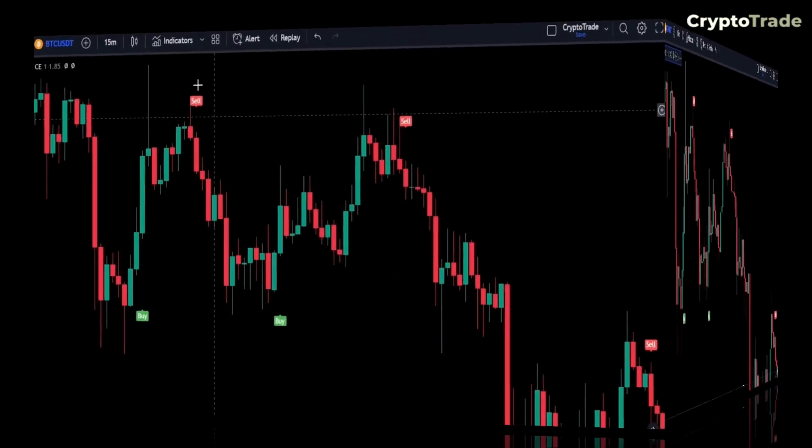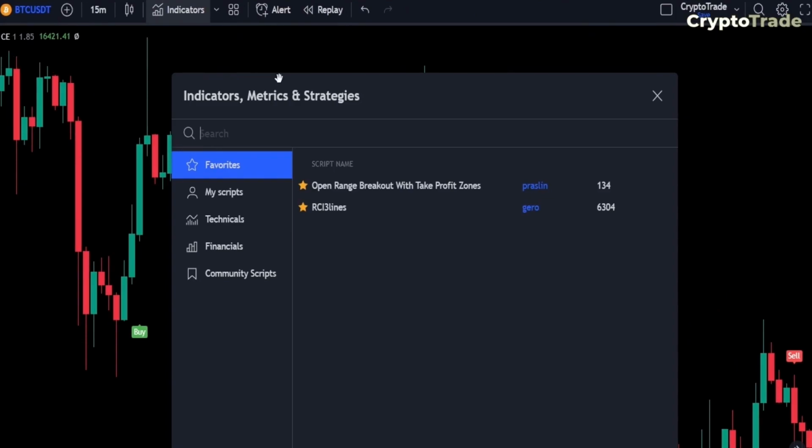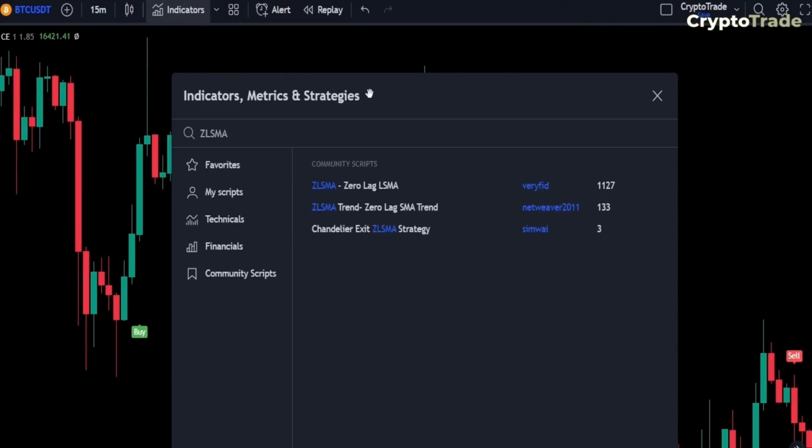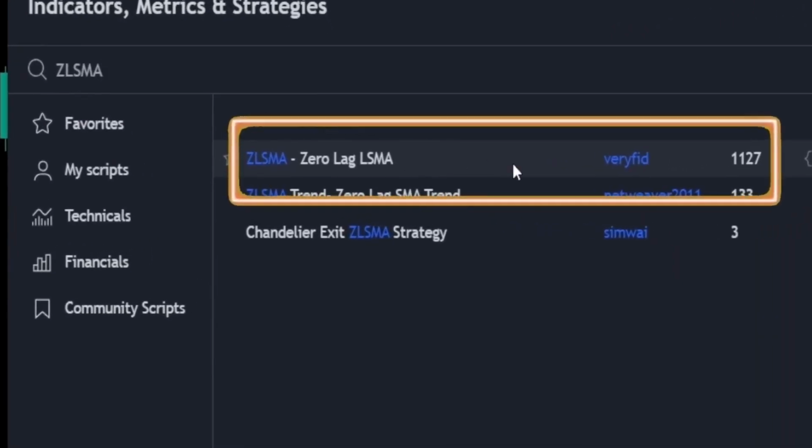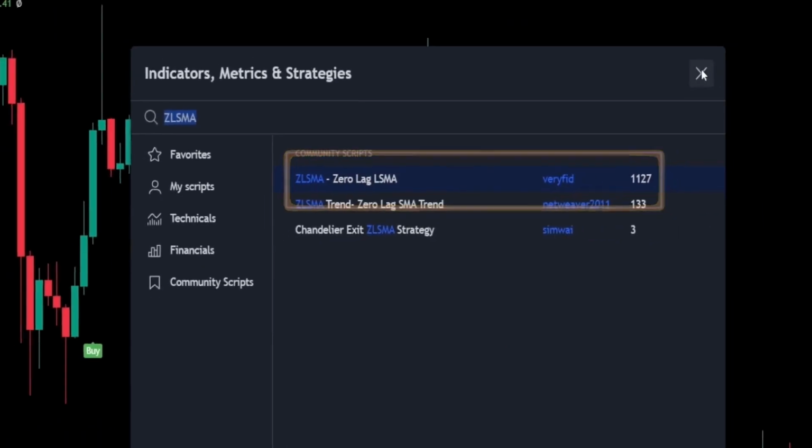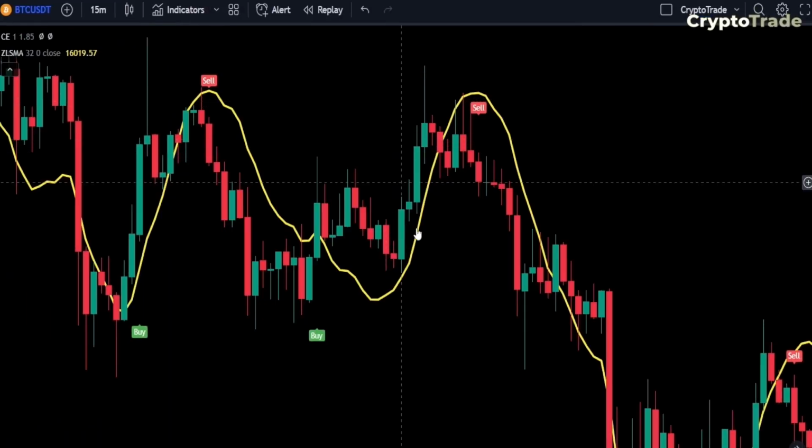Click OK to finish. Open again the indicator search bar in TradingView and type ZLSMA. Select the indicator as shown in the video. The indicator will remain on default settings.